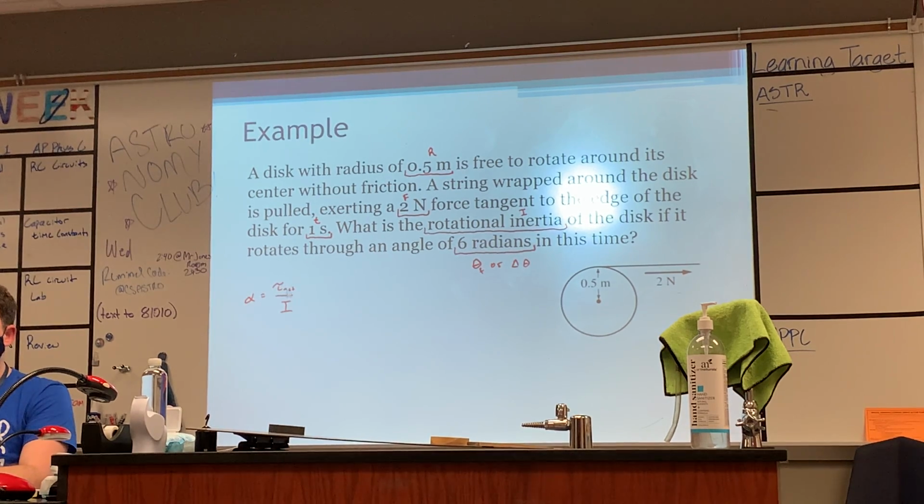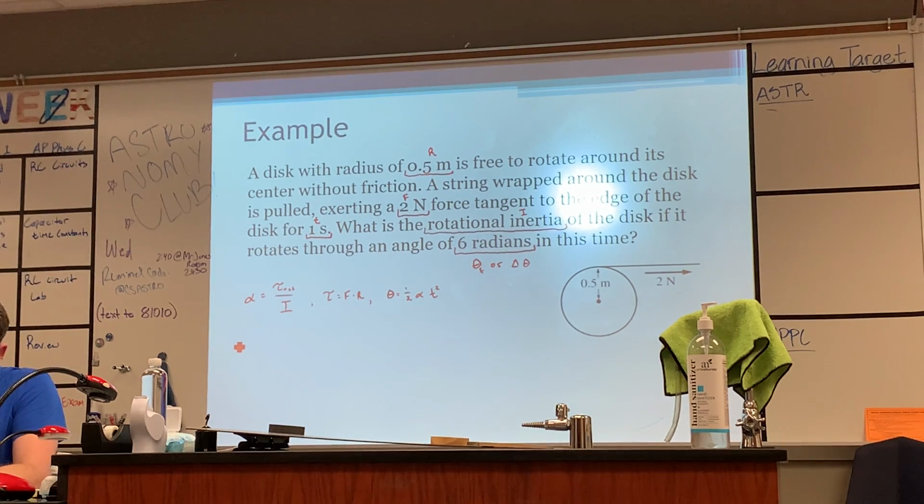Somebody told me just now, I have the information I need to get the torque. That's the force and the radius. So I think it was one of you guys over here, you said torque is equal to force times radius. I actually need a third equation here. The second kinematic equation, theta equals 1/2 alpha t squared.